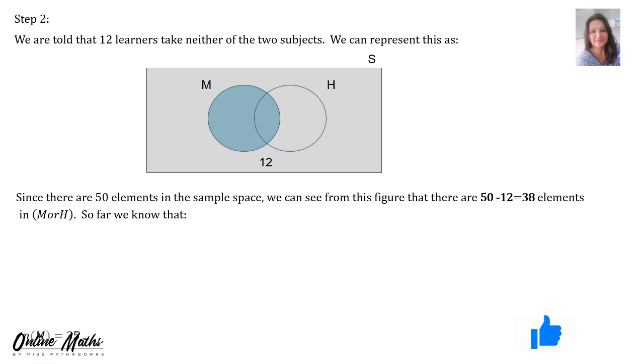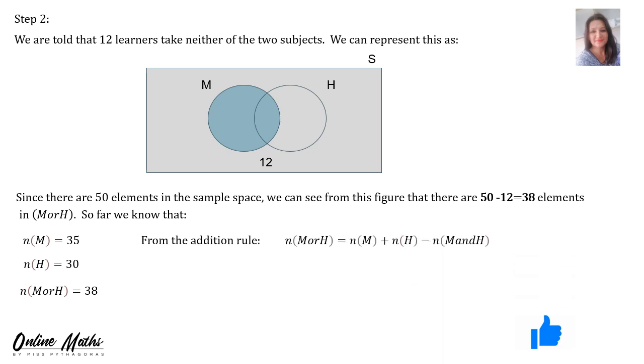So far we know that n(M), the number that takes mathematics, is 35, n(H), history, is 30, and then n(M or H) is 38. Now let's see. From the addition rule, we get n(M or H) is equal to n(M) plus n(H) minus n(M and H). And this addition rule you will find on the formula sheet. And now we can substitute the values. So it's 38 is equal to 35 plus 30 minus n(M and H).